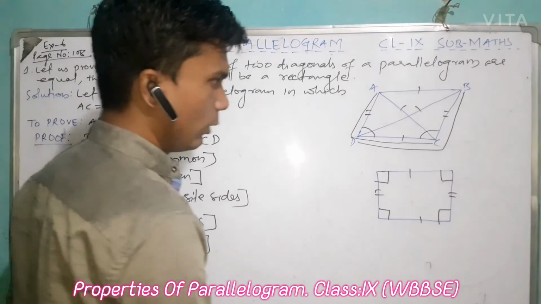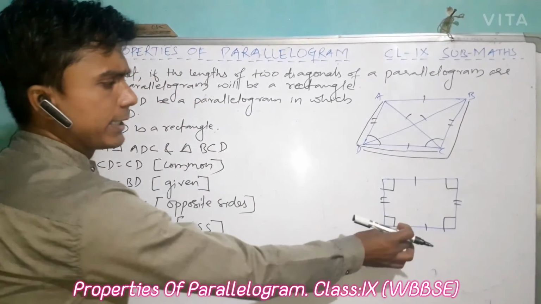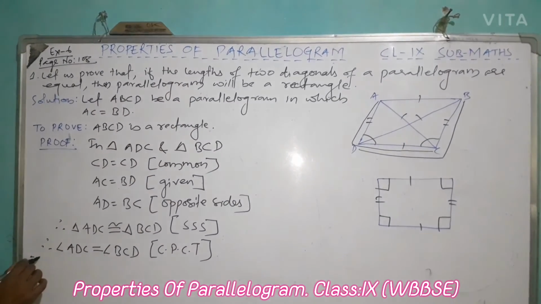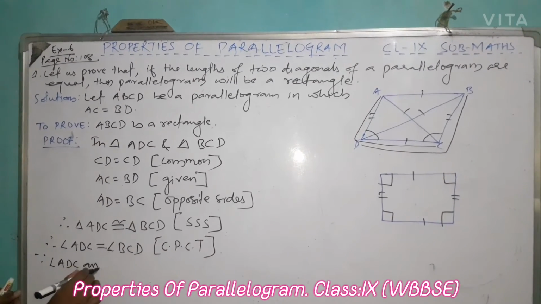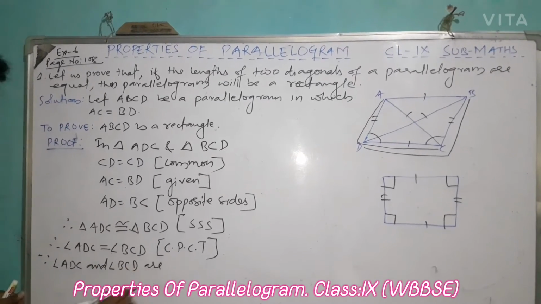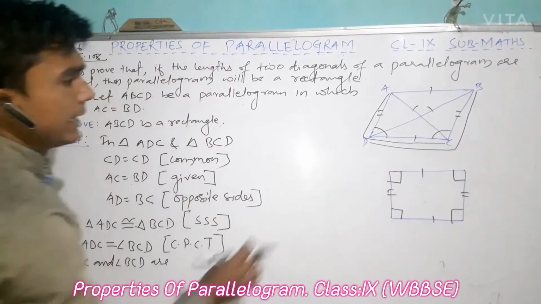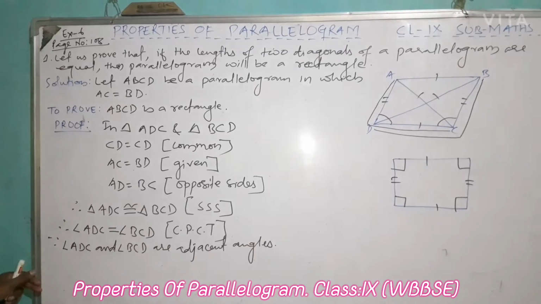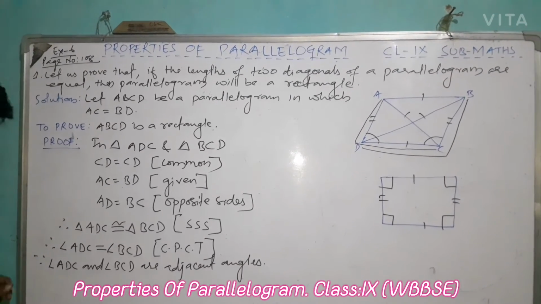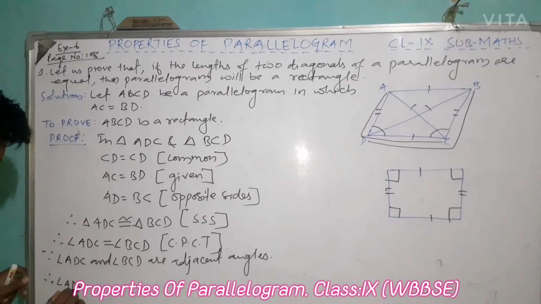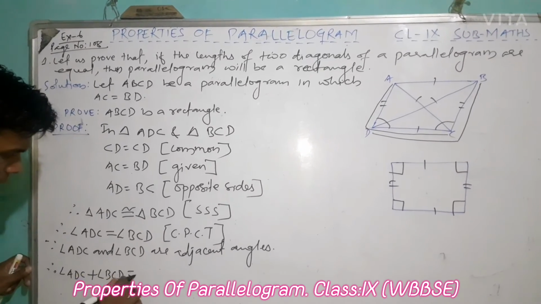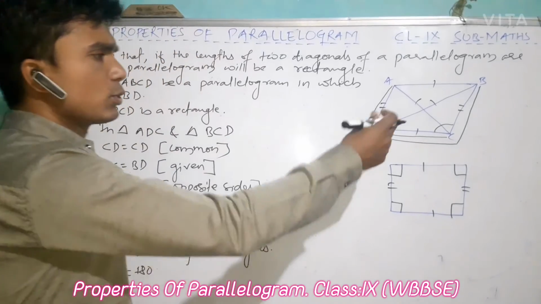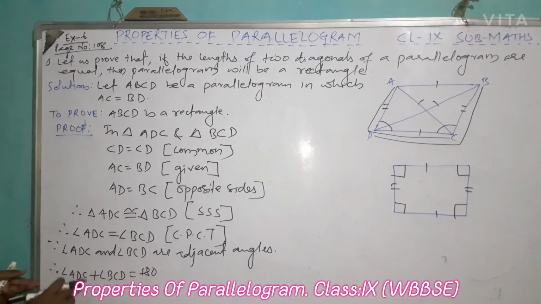Now, what was missing in case of a parallelogram and a rectangle? In a rectangle each angle is 90 degrees, and here it is not yet 90 degrees. But we know that angle ADC and angle BCD are adjacent angles. In a parallelogram, adjacent angles add up to 180 degrees. So we can say that angle ADC plus angle BCD equals 180 degrees. This is one of the theorems we have for a parallelogram. The adjacent angles always sum to how much? 180 degrees.